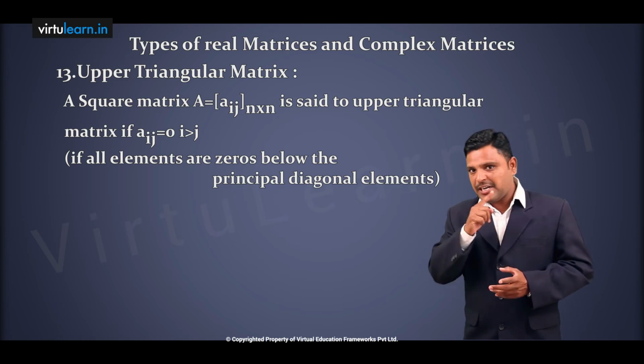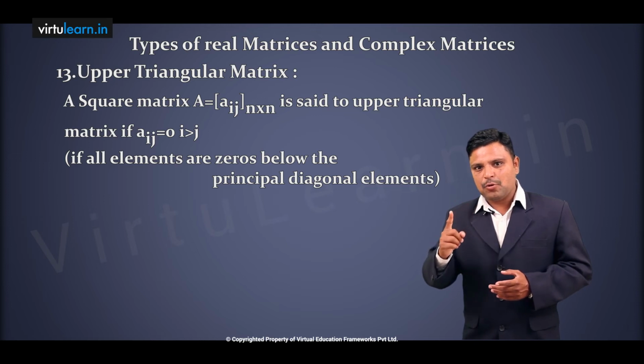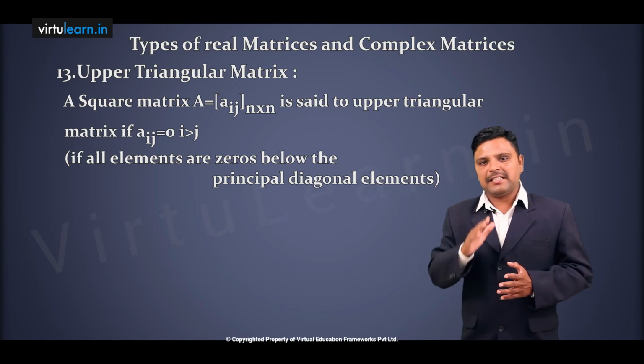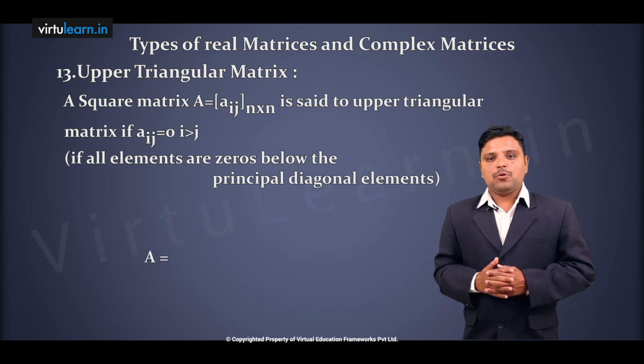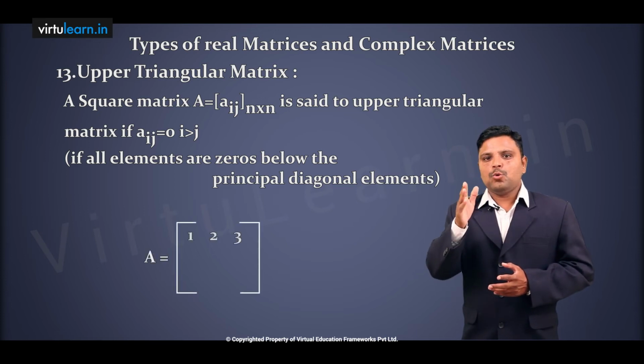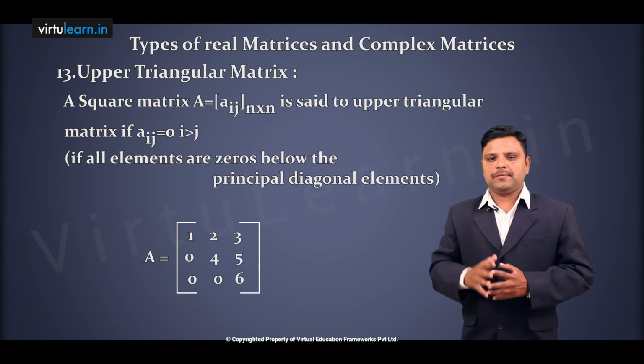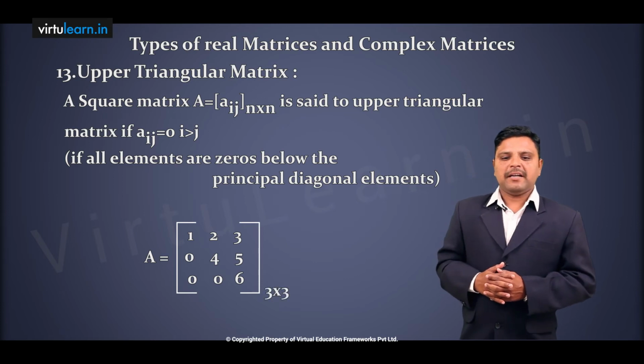Once again, the condition is Aij equal to 0 when i is greater than j. Now I will write the example, and with that example, I will explain it to you. Capital A equal to first row 1, 2, 3. Second row 0, 4, 5. Third row 0, 0, 6. This is a 3 by 3 upper triangular matrix.